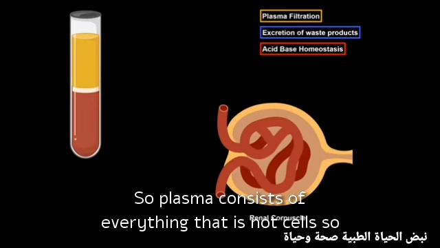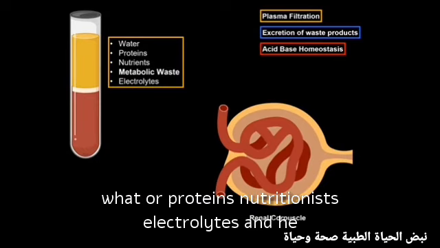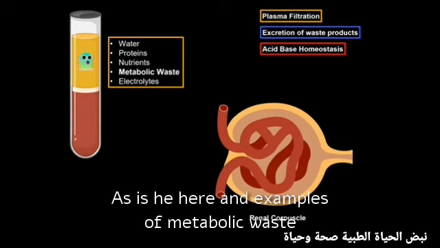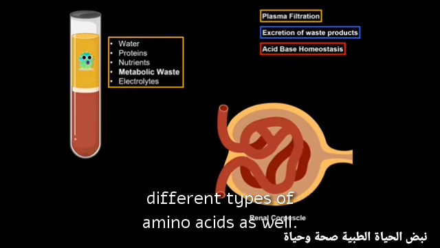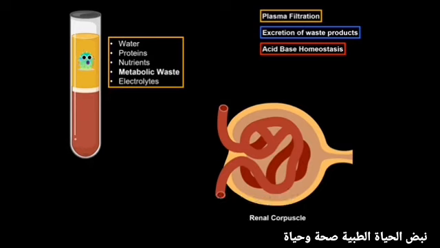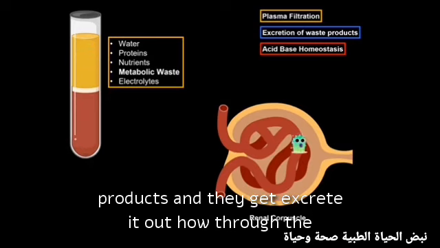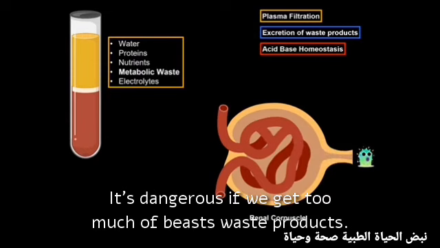So plasma consists of everything that is not cells. So water, proteins, nutrients, electrolytes, and here in bold, metabolic waste products, as you see here. And examples of metabolic waste products we have within us are ammonia, uric acid, urea, and creatinine, and different types of amino acids as well. Those are all considered metabolic waste products, and they get excreted out through the renal corpuscle. And this is very important. It's dangerous if we get too much of these waste products.